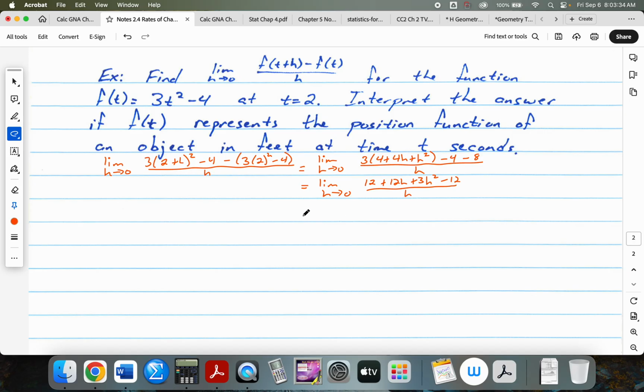So this will be the limit as h goes to 0 of 12h plus 3h squared all over h. I can divide by h because we're looking at the limit as h goes to 0, not what happens at 0, so I'm not worried about dividing by 0, which is a mathematical no-no. This would be 12 plus 3h. As h goes to 0, that's 12.